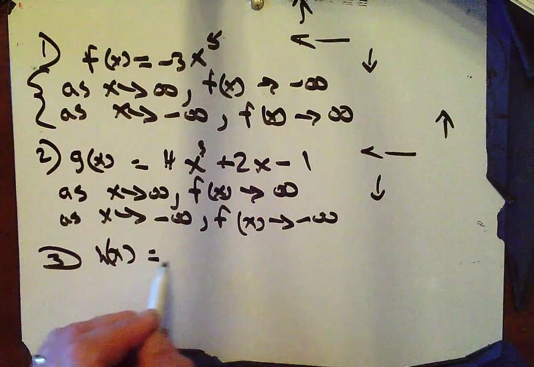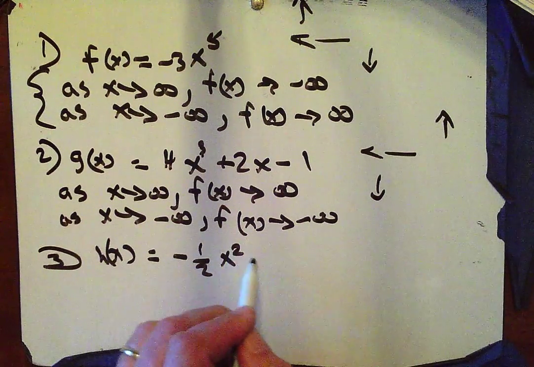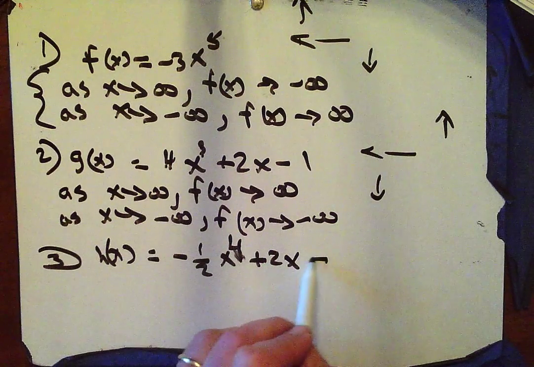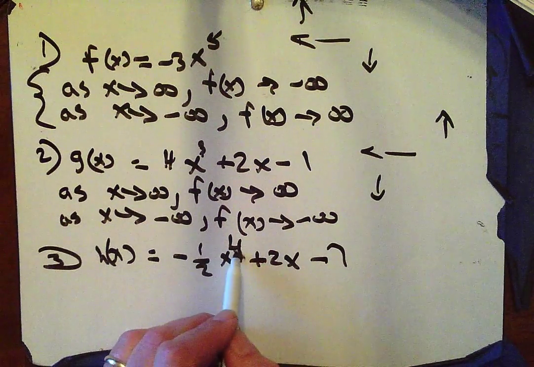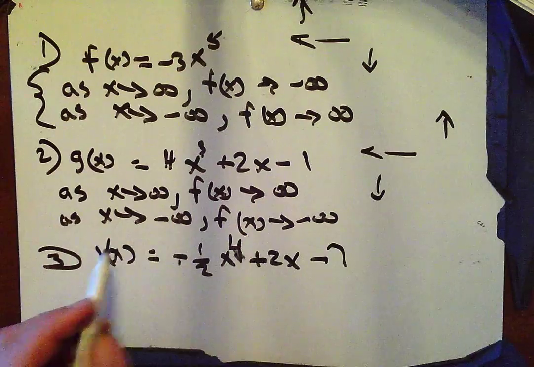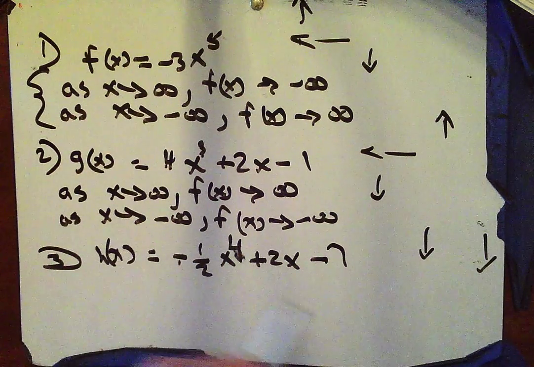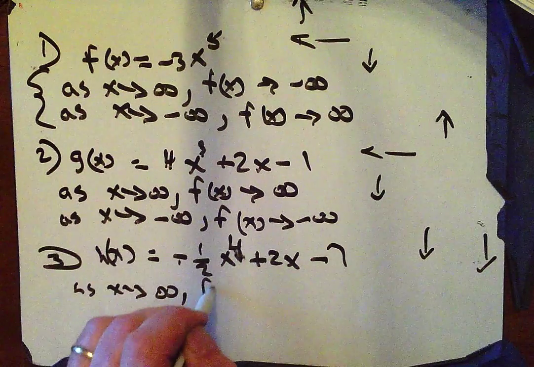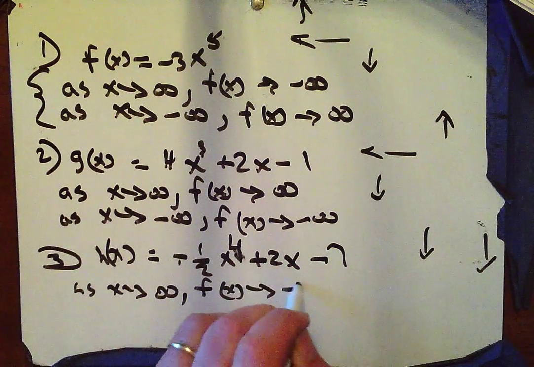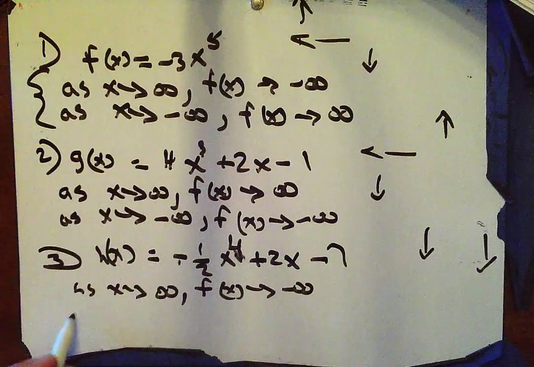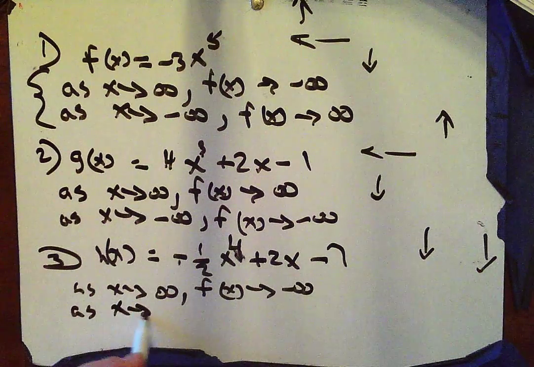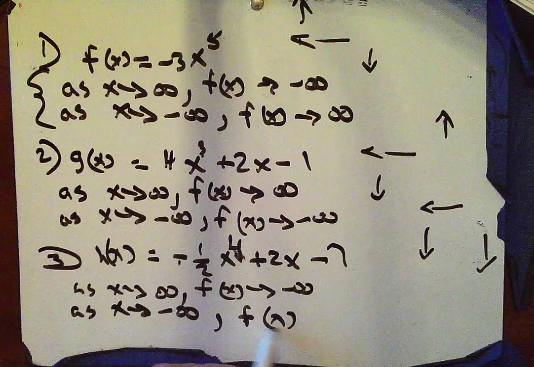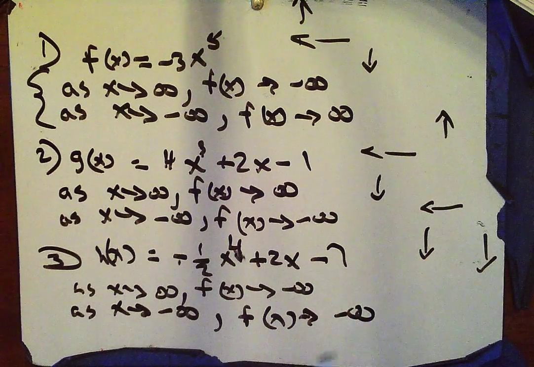Problem 3 is an even degree polynomial with a negative leading coefficient. H of x is negative 1/2 x to the 4th, plus 2x minus 7. Even degree, negative leading coefficient. That means both ends are going down. So as x heads to infinity, f of x heads to negative infinity, because we're going down. And as x heads towards negative infinity, as I go this way, the function is still going down towards negative infinity.